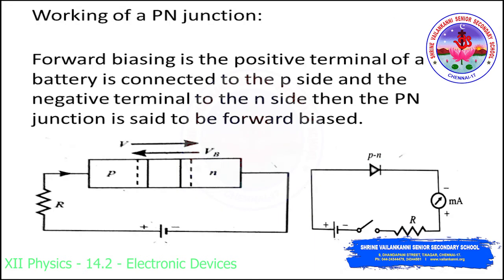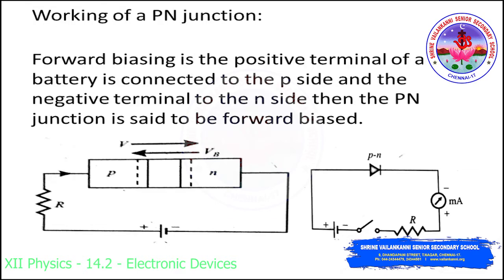And how does the p-n junction work? An external potential difference can be applied to a p-n junction in two ways. First, we must know that there are two ways we can apply the potential difference. One is forward biasing, and the other is reverse biasing. Now we will see what forward biasing is. If the positive terminal of a battery is connected to the p-type and the negative terminal to the n-type, then we call the p-n junction forward biased.